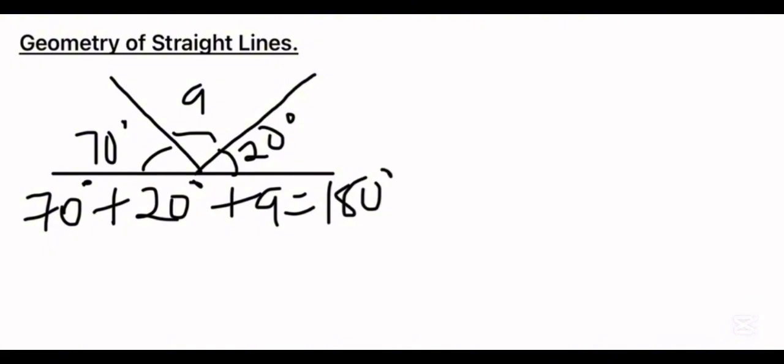Our reason: sum of angles on a straight line is equal to 180 degrees, or we can say supplementary angles are equal to 180 degrees. Now, 70 degrees plus 20 degrees equals 90 degrees. Then when we subtract 90 degrees from both sides, we'll have A is equal to 180 minus 90 degrees, which is equal to 90 degrees.